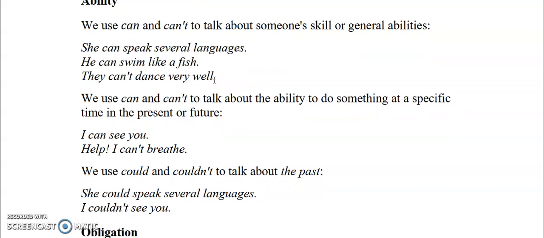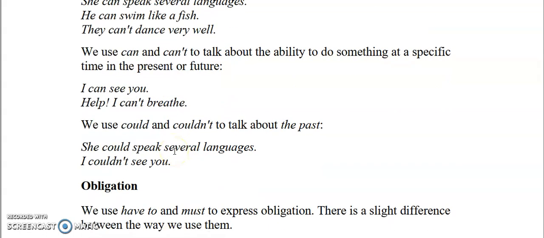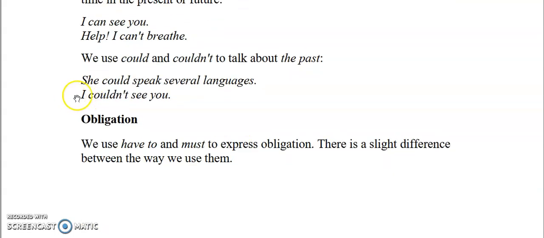We use can and can't to talk about the ability to do something at a specific time in the present or in the future. I can see you. Help, I can't breathe. We use could and couldn't to talk about the past. She could speak several languages. For instance, somebody is talking about his grandma who passed away. He would say she could speak several languages because she is no longer there. I couldn't see you.